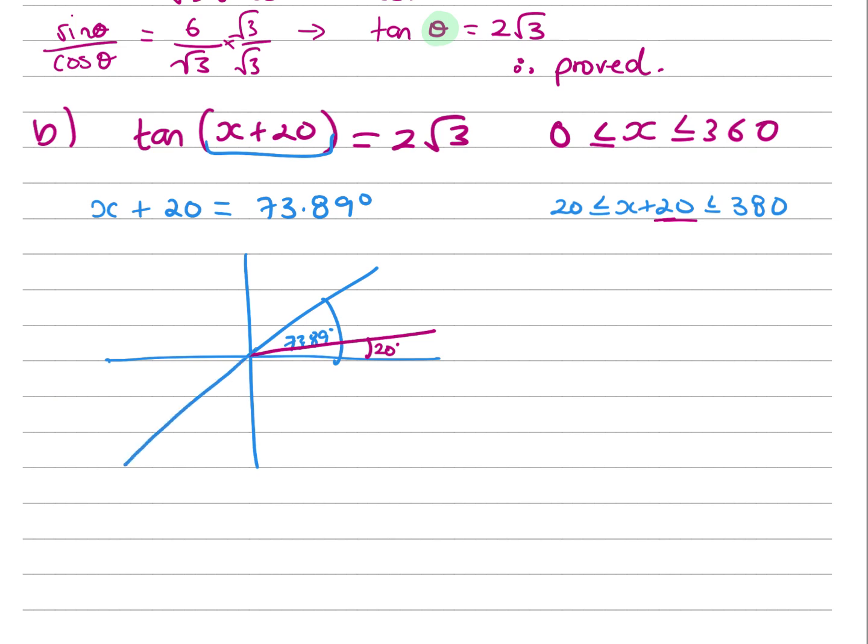Tan is a complete reflection, so this is 73.89. Okay, so I start at 0. First one I cross is 73.89. This is 180 plus. So that means I'm going to have 253.89. Yeah, because this is 180 and I'm going to add that. If you do 270 minus, you've got to do 270 minus this angle.